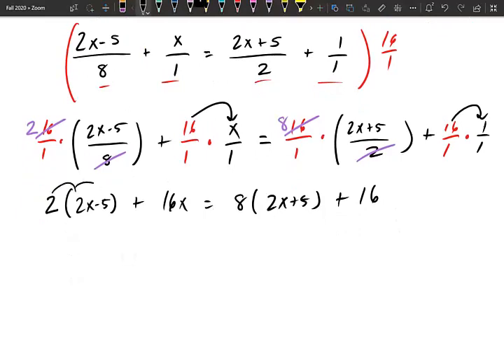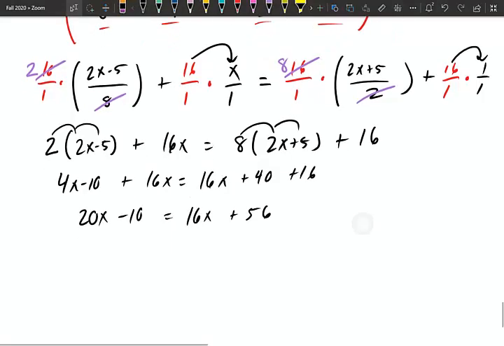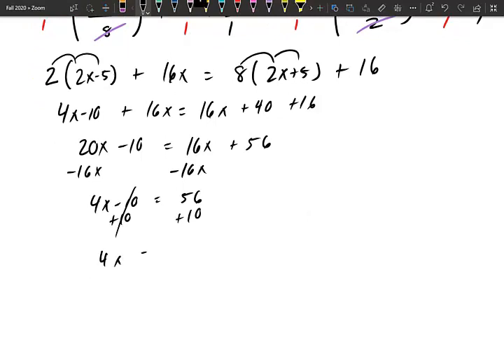Now let's go ahead and distribute. So we have 4x minus 10 plus 16x equals, let's distribute the 8, 16x plus 40 plus 16. Now we're going to combine like terms, so 4x plus 16x is 20x minus 10 equals 16x, and then 40 plus 16, we get 56. I'm going to subtract 16x over. So we get 4x minus 10 equals 56. Add 10 over. And when we do, we have 4x equals 66.